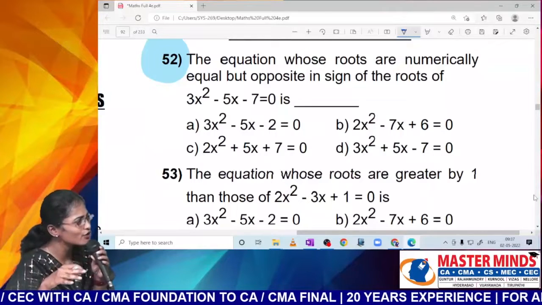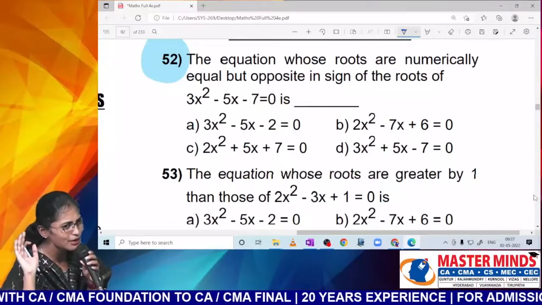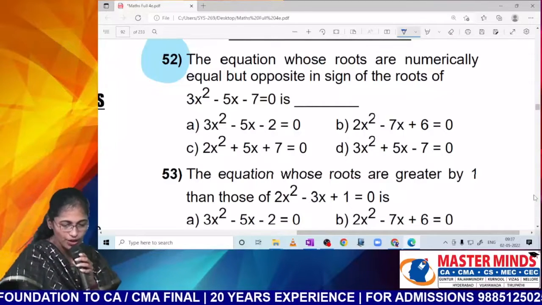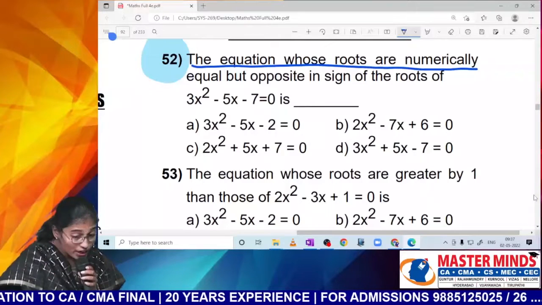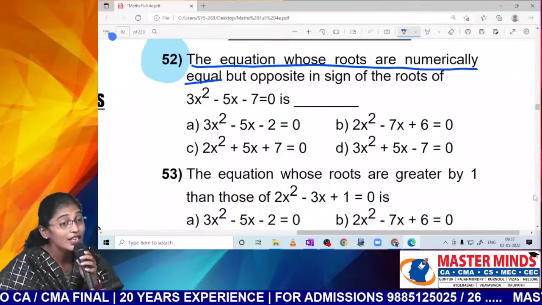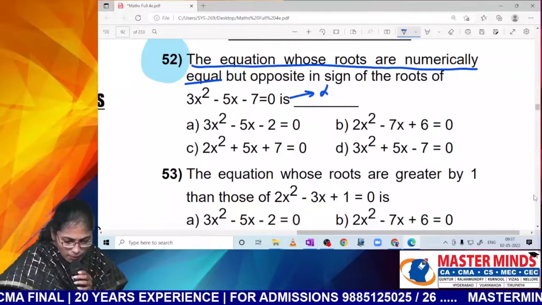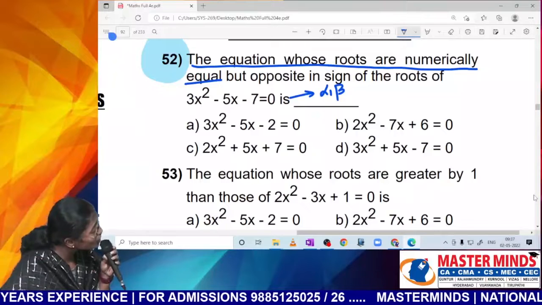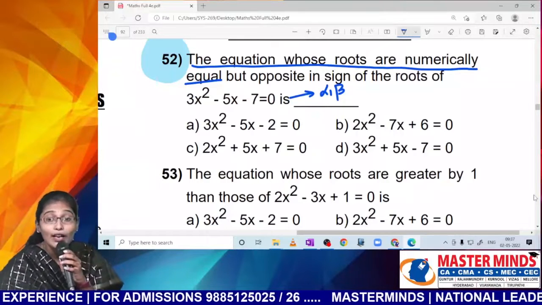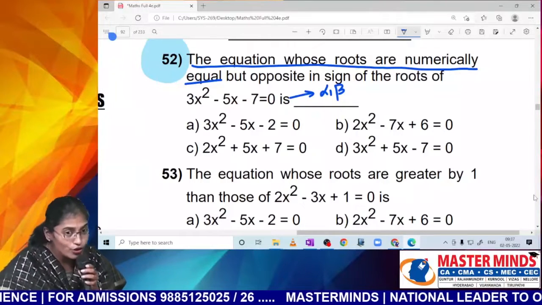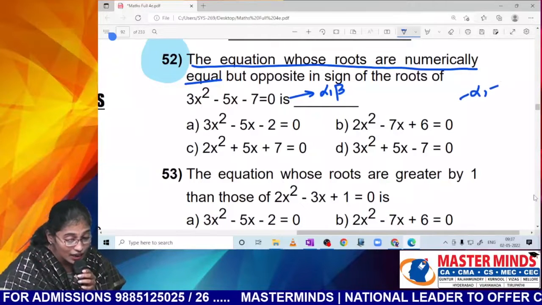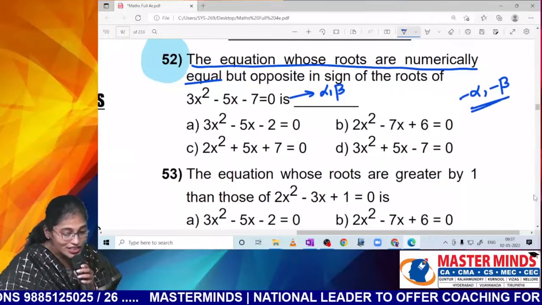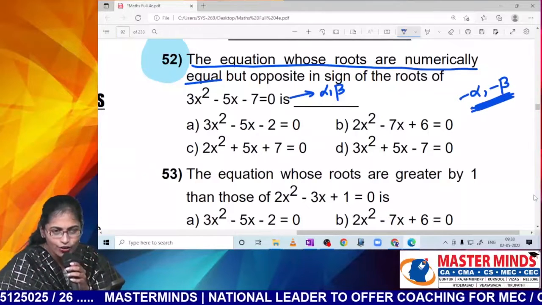If alpha, beta are the roots, then the equation with roots minus alpha, minus beta is f of minus x, like that. I'll not write any formula. Listen to me. The equation whose roots are numerically equal but opposite in sign. Let me assume that alpha and beta are the roots of this equation. I need to frame a new equation whose roots are numerically equal but opposite in sign. May I know the new roots? Minus alpha, minus beta. Guys, listen to me, please concentrate. This is your required equation.